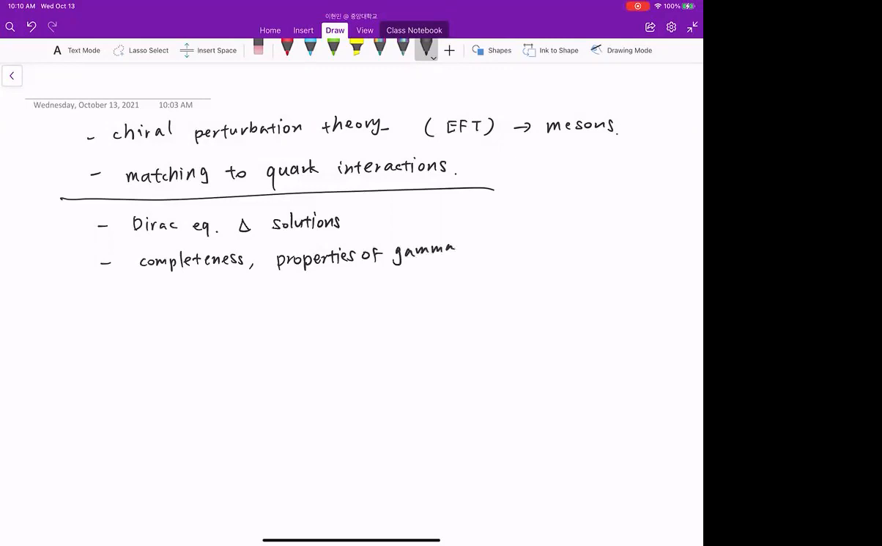Gamma matrices. And also it is necessary to introduce quantum field theory, because we need to define particle states from the field. So it is necessary to discuss the quantization of the scalar field and Dirac fermion. So it's nothing but basics of QFT. And then we are going to discuss directly the scattering matrix.